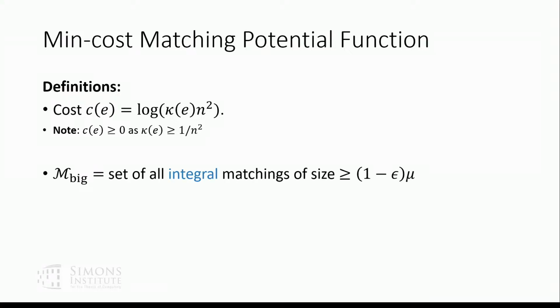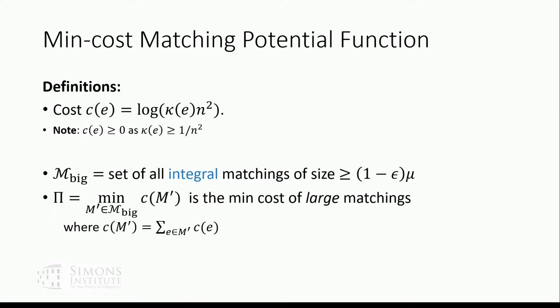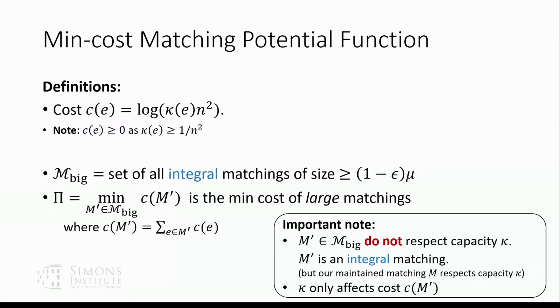And then just consider the set of all integral matchings. The potential function is just going to be on integral matchings. The potential function doesn't care about capacities. The only reason it cares about capacities is because they influence costs. But the matchings themselves are going to be integral. And then the potential is just the minimum cost matching. So again, these matchings are integral. They don't respect capacities, but capacities influence them because low capacity edges are getting lower costs. So essentially, the potential is trying to find a matching that's using low-cost edges, or in other words, it's using low-capacity edges.